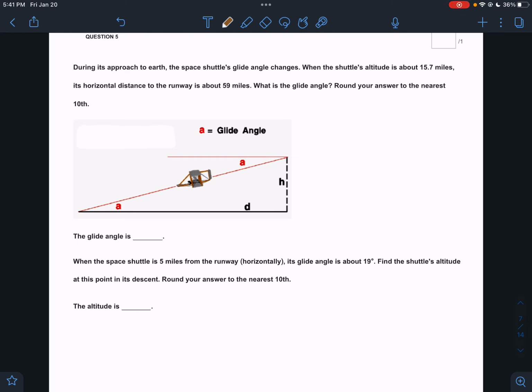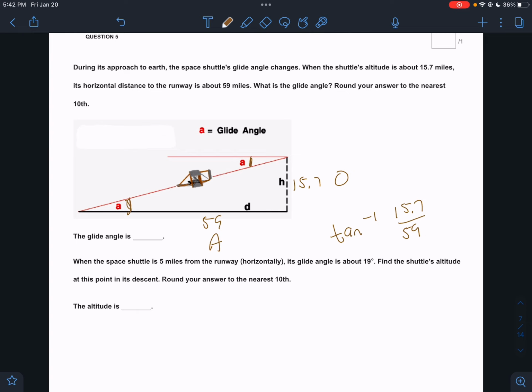During its approach to Earth, the space shuttle's glide angle changes. The glide angle is the angle of depression or elevation. Remember, it's the same angle, but you can think of it as either one. When the shuttle's altitude is about 15.7, that's its height, its horizontal distance to the runway is about 59. What is the glide angle? Well, that would be opposite and adjacent, and we want the angle, so it's going to be inverse tangent of opposite over adjacent. Inverse tangent of 15.7 over 59.